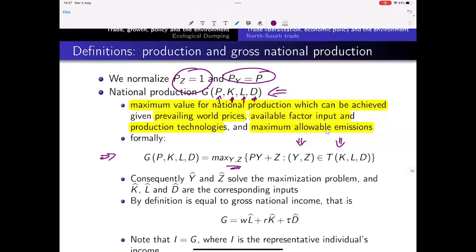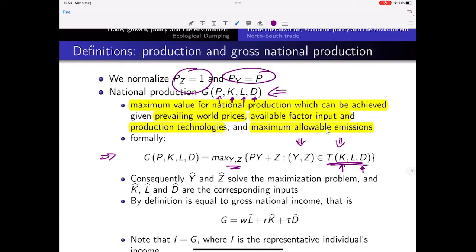So my T set here is something like the production feasibility set we have seen in a previous lecture. Remember the production possibility set, the production possibility frontier. This depends on the technology that's available. So it depends on K and L and how K and L can be combined in order to produce a certain output. And the only thing added here is that it also depends on D.